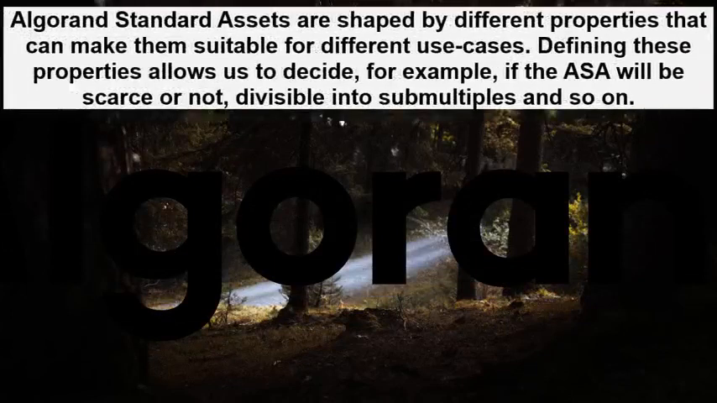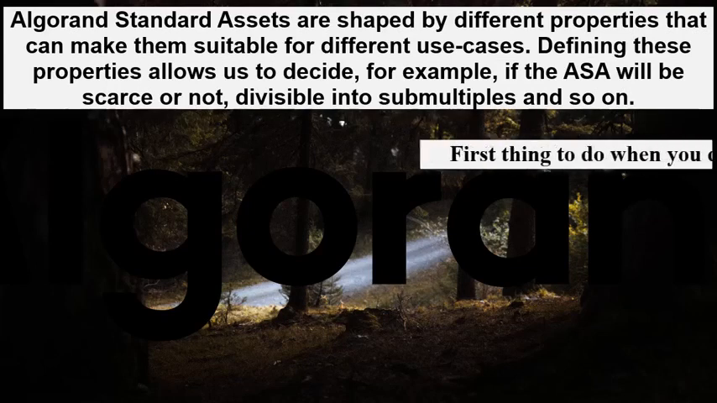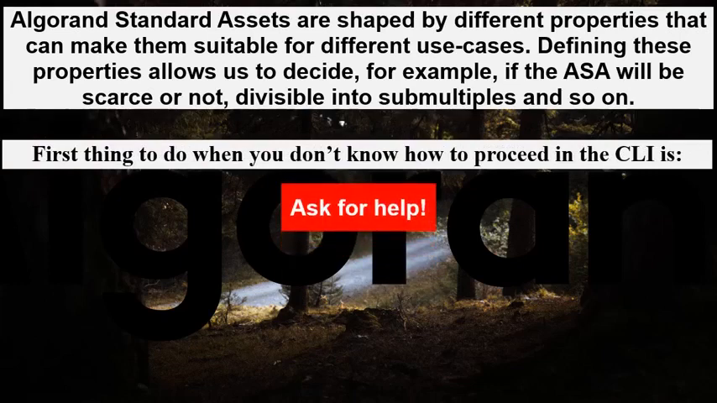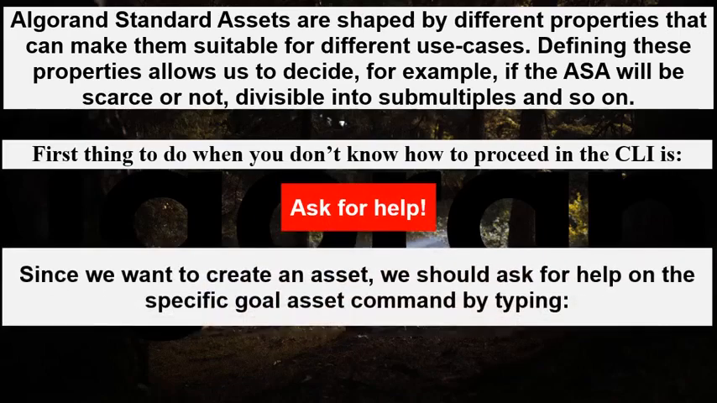Algorand standard assets are shaped by different properties that can make them suitable for different use cases. Defining these properties allows us to decide, for example, if the asset will be scarce or not, divisible into submultiples, and so on. First thing to do when you don't know how to proceed in the CLI: ask for help. Since we want to create an asset, we should ask for help on the specific goal asset command by typing the following command.